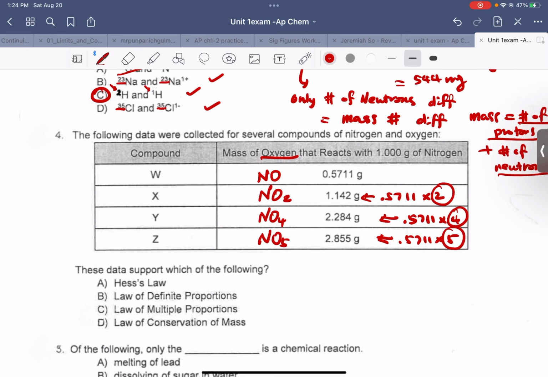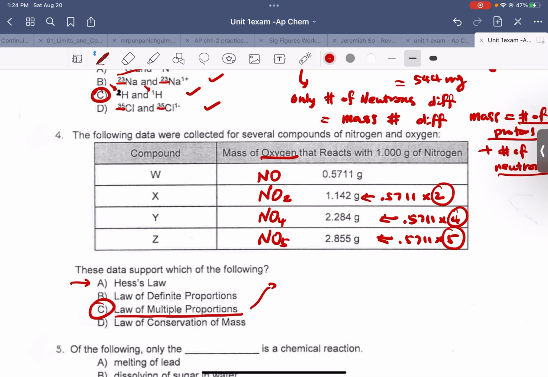So what is this? This is the law of multiple proportion. Okay, that is the law of multiple proportion. Hess's law we're going to learn in a later chapter. The other one doesn't make sense, so it should be this one, the law of multiple proportion. So let me write the definition of this.